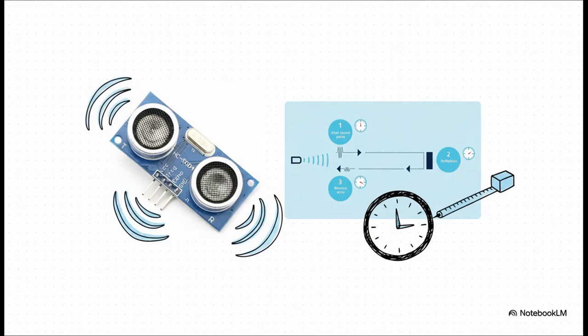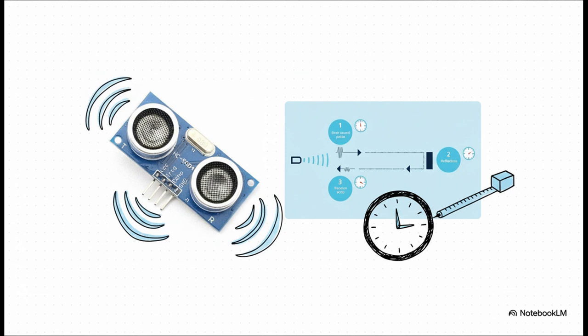So first up, we have the classic HC-SR04 ultrasonic sensor. This thing is basically sonar for your microcontroller. It has a little speaker that sends out a super high-frequency chirp of sound, which travels out, bounces off an object, and then comes back as an echo to a little microphone. Your microcontroller just has to measure the time it took for that round trip. Since we know the speed of sound, a little bit of math gives you the exact distance.